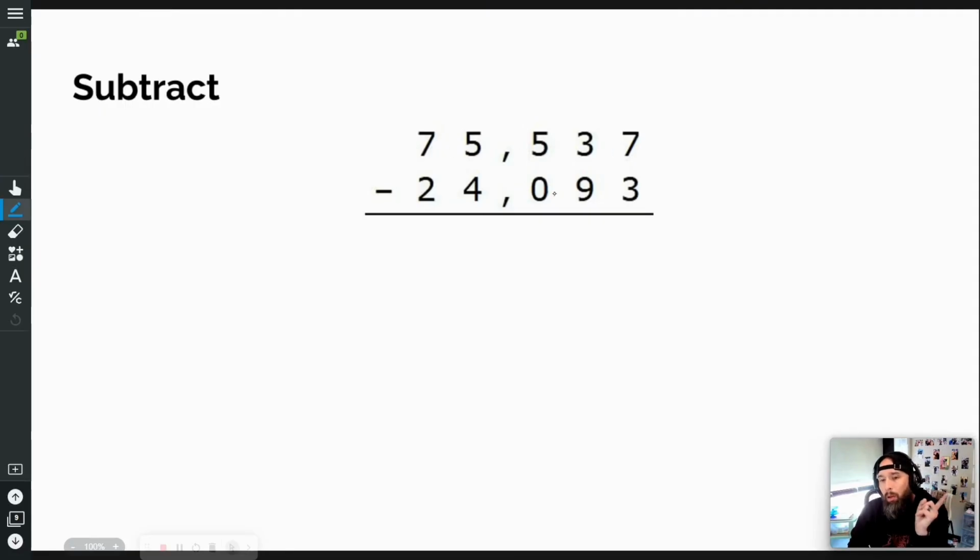75,537 minus 24,093. Go all the way to the right. 7 minus 3 is 4. 3 minus 9, can't do it. Borrow 1 from 5 and turn 5 into 4. 13 minus 9 is 4. 4 minus 0 is 4. 5 minus 4 is 1. And 7 minus 2 is 5. So we end up with 51,444.